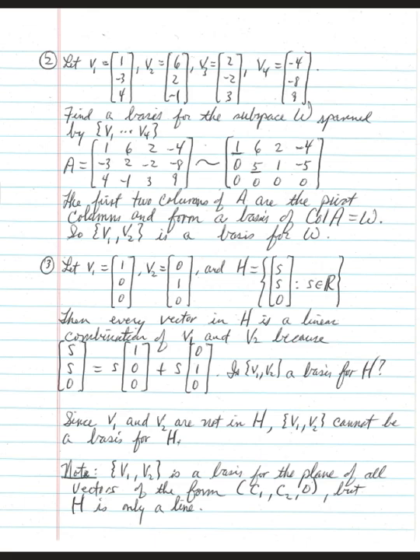This is the third example, sorry y'all, I might have jumped ahead too fast. Let V1 and V2 be given, and we're going to let H be defined as a column vector of a real number, the same real number, and 0. Every vector in H is a linear combination of V1 and V2. Why is that? Because this column vector can be written as a multiple of V1 plus the same multiple of V2. Is V1, V2 a basis for H?